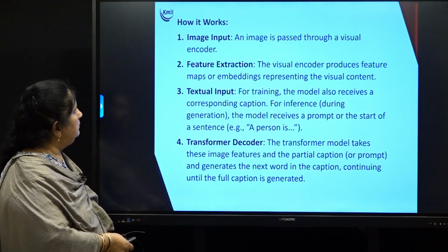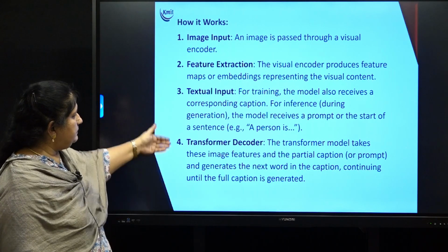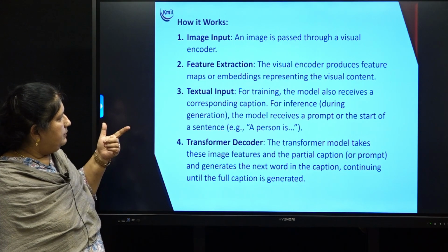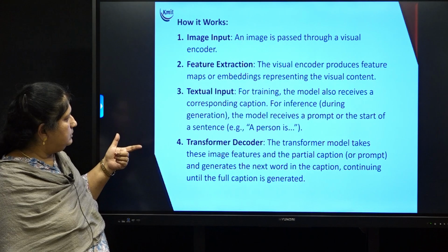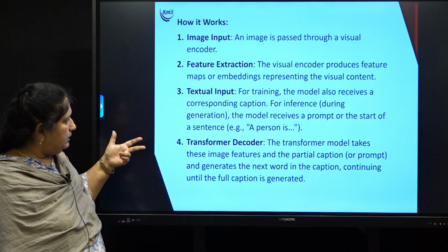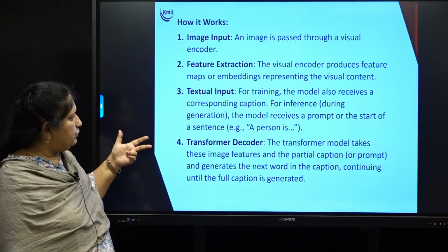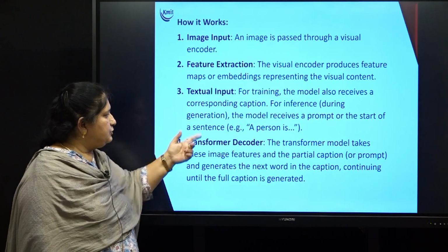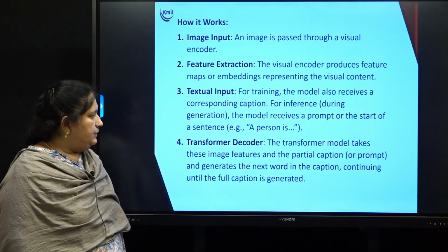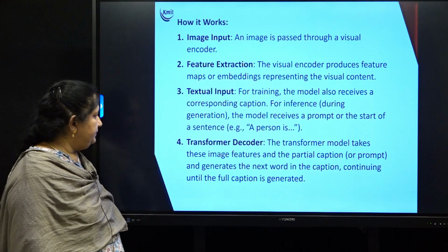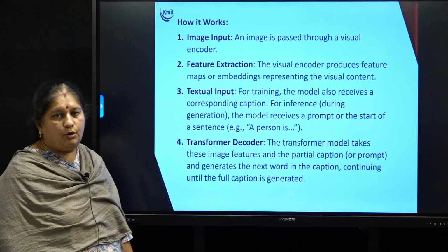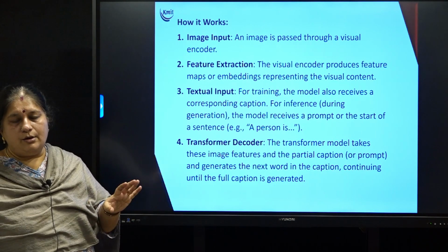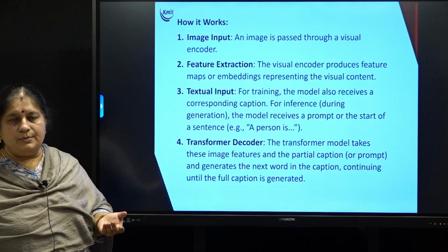How does it work? Just go through the steps. We give the image as input, then the visual encoder extracts the features, and those are fed to the transformer. It takes the prompt, the first word of the caption, and keeps on generating the rest of the words in the caption. Once the transformer decoding is finished, it will take all the caption words and put them in proper order so that the relevancy of the caption is maintained.